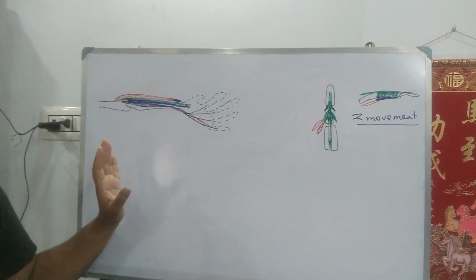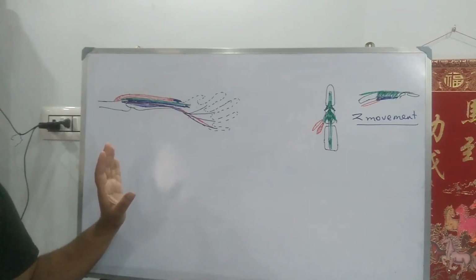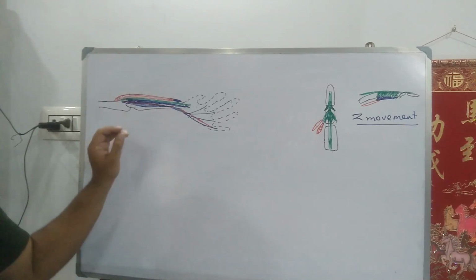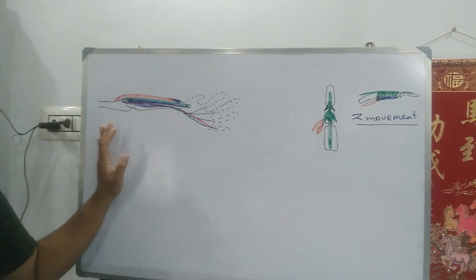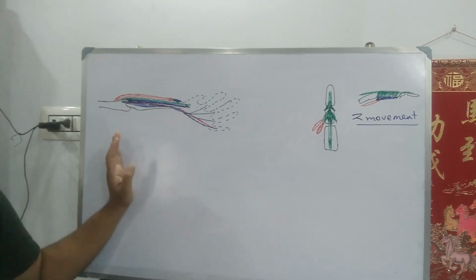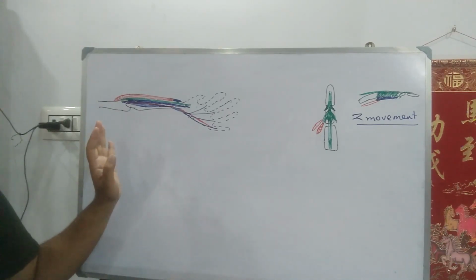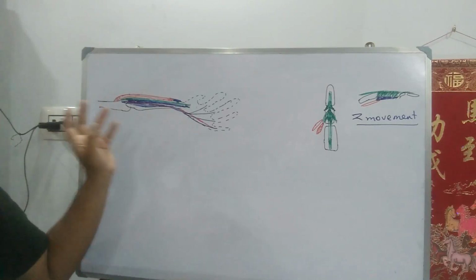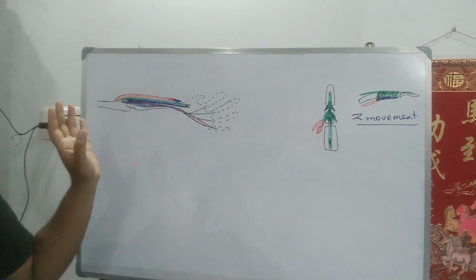Again from the common extensor origin. Okay, but over here actually it is not exactly the common extensor origin. It is from the lateral epicondyle of the humerus, or, for easy calculation, let's consider it to be the same place over there. And where will it go?